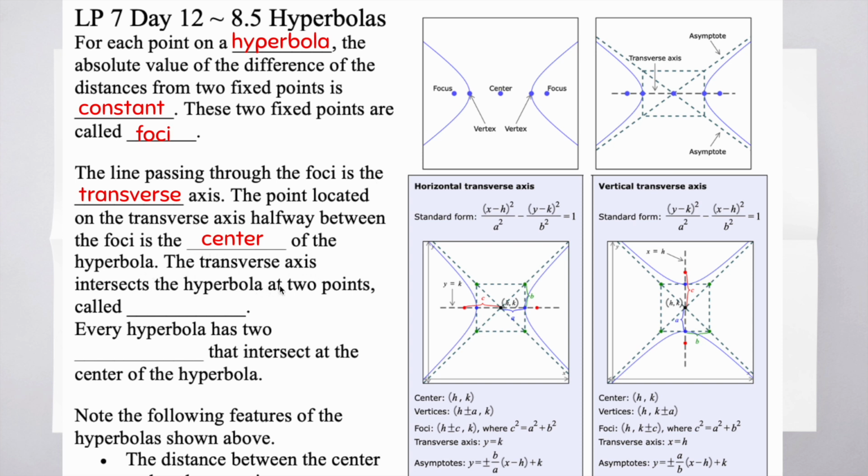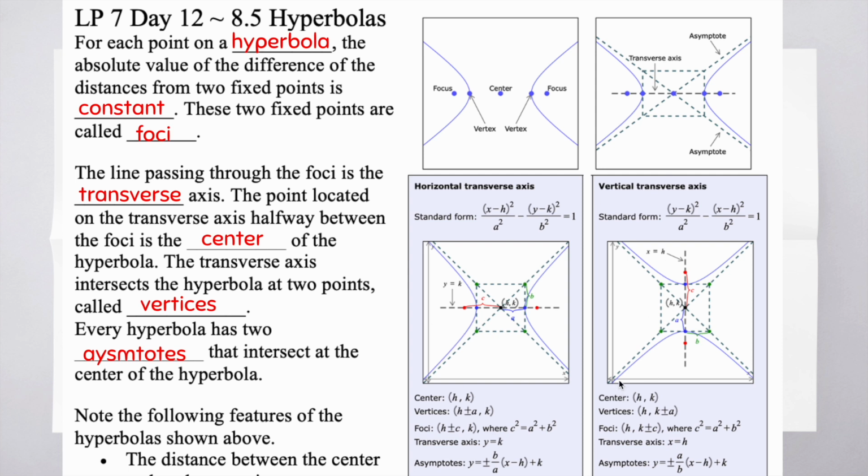So the transverse axis intersects the hyperbola at 2 points called the vertices. So again, we also have vertices on this one, just like we did on the ellipse. And every hyperbola has two asymptotes. I forgot the P there. Asymptotes that intersect at the center of the hyperbola. So you can see on both these graphs, either horizontal or vertical, there are these asymptotes going across, and you can see that there's a square. This is actually an easy way to build these two limit lines, these asymptotes. You can build the square very easily, and then you see it goes right through the corners of the square. So it's a really easy way to graph those, especially if you're doing this on paper.